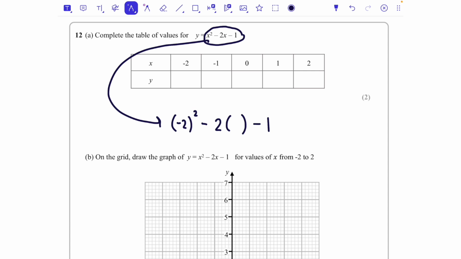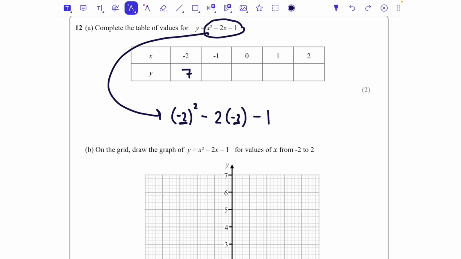Minus 2 squared, minus 2 lots of minus 2, take away 1. And that's going to give you a value of 7. You're then going to go back, left-hand arrow, and change what's in these brackets to be minus 1, the next value. So minus 1 squared, minus 2 lots of minus 1, minus 1. And that's going to give you your next value of 2. And repeating that process with a 0 and then a 1 and then a 2, we get minus 1, minus 2, and minus 1. Each of these is coordinates that we're going to plot on the grid.